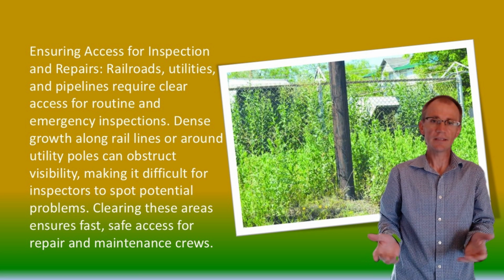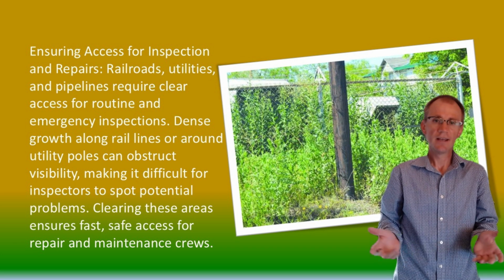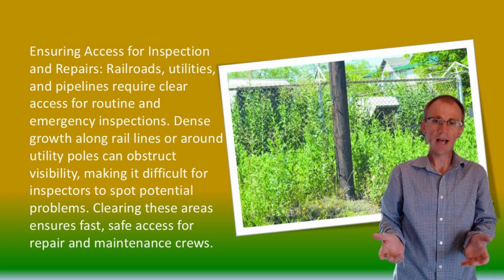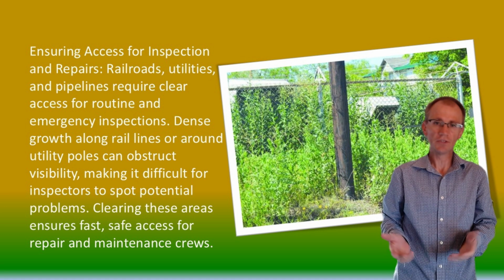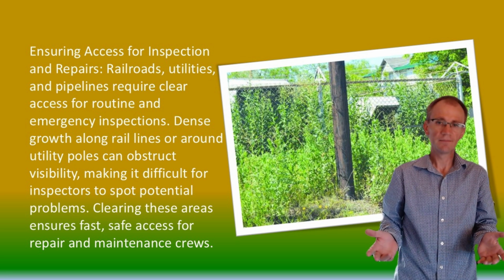Railroads, utilities, and pipelines require clear access for routine and emergency inspections. Dense growth along rail lines or around utility poles can obstruct visibility, making it difficult for inspectors to spot potential problems. Clearing these areas ensures fast, safe access for repair and maintenance crews.